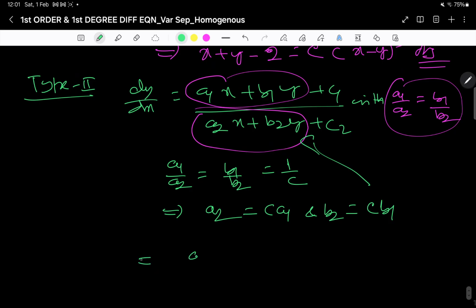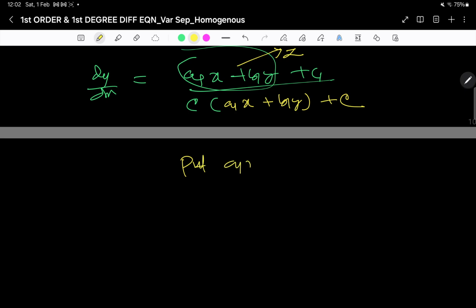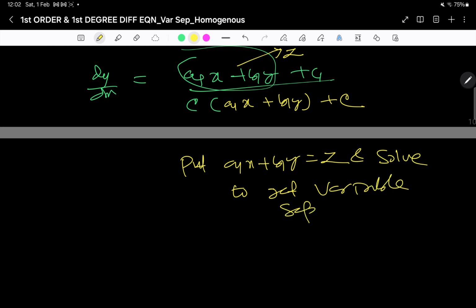So dy by dx is equal to a1x plus b1y plus c1, and in the denominator it will be c times a1x plus b1y plus c2. Now if you put this as some variable z, then we will get it in variable separable form. So next you put a1x plus b1y is equal to z and solve to get variable separation form. So let us solve an example, then your idea will be clear.